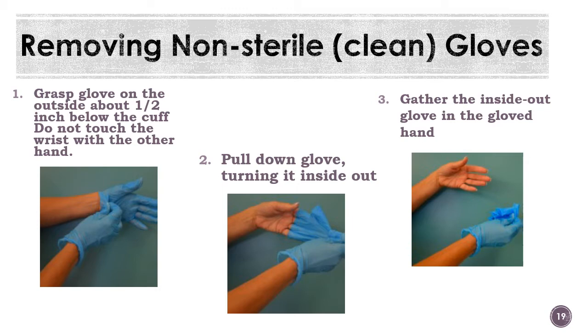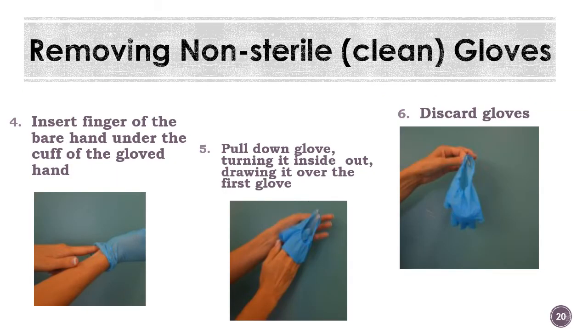And then what we do is we take the non-gloved hand and we insert one finger in between the glove and our arm, just below the cuff, and we try to only touch the inside of the glove, because now our hand is still clean. It's not clean, but it does not have the pathogens of the patient, so we do not want to get those on our hands.